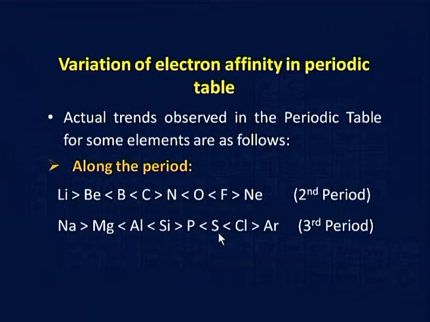So, this is the trend in second period which is actually observed. Now, in third period also similarly, though it increases, but in case of magnesium being 3s2 shell completely filled, or in case of phosphorus which is exactly half filled, or in case of argon electronic configuration it is completely filled, their electron affinity values are 0. So, this is the actual trend we observed along the period.